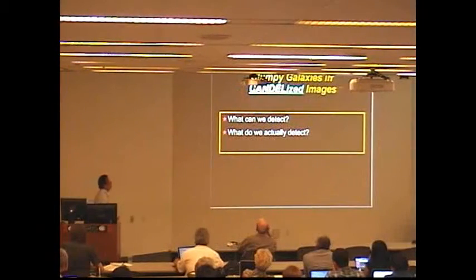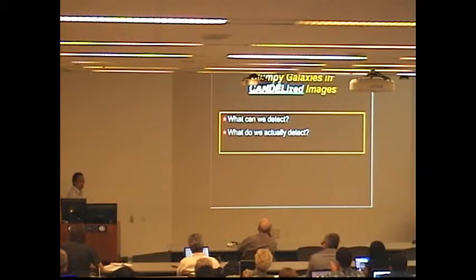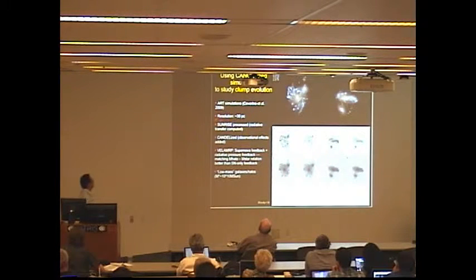Now I'm going to switch to the second part of my talk, clumpy galaxies in CANDELized images. So the goal of this part is to understand what can we detect from CANDELS images, and second, what do we actually detect from CANDELS images. A CANDELized image is the numerical simulation plus observational effects. Here we start from the ART simulation from Joel Primack and Daniel Ceverino's group, and the resolution is very high, about 25 parsecs, and all those simulations are processed by Sunrise to calculate the radiative transfer.